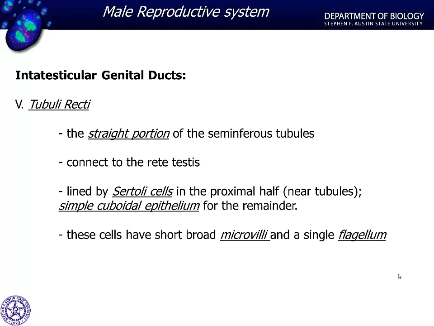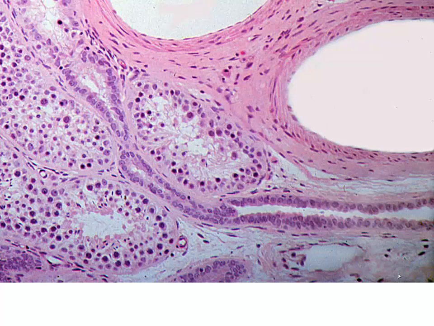Now, these cuboidal cells may have short, broad microvilli, and they may have a single flagellum, and these again are going to assist in the movement of the spermatozoa through the male genital tract. In this particular illustration, we can see seminiferous tubules very easily, our germinal epithelium, and here we can see one that's becoming thinner and thinner, and you can see the lumen decreases and the cells become cuboid in nature. Here these are fairly tall cuboidal cells, again simple cuboidal in nature. This is going to be that straight portion, our tubuli recti part.